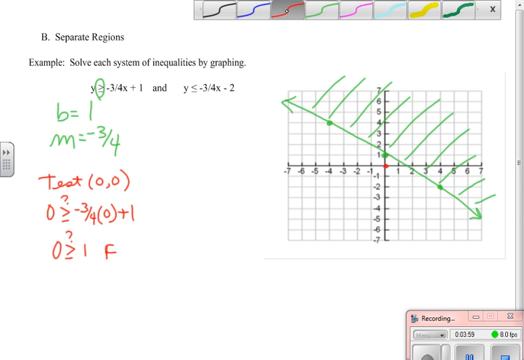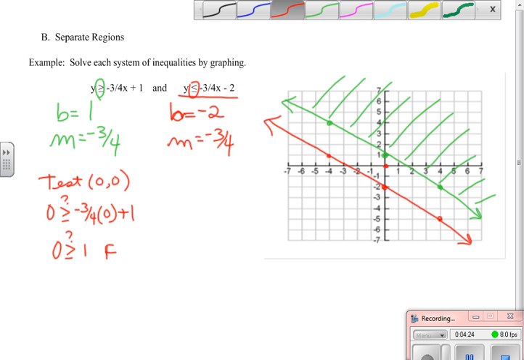If we go ahead and graph this one with a y-intercept of negative 2 and a slope of negative 3/4, go down 1, 2, 3, right 1, 2, 3, 4, up 1, 2, 3, left 1, 2, 3, 4. I'm less than or equal to again, so I have a solid line.